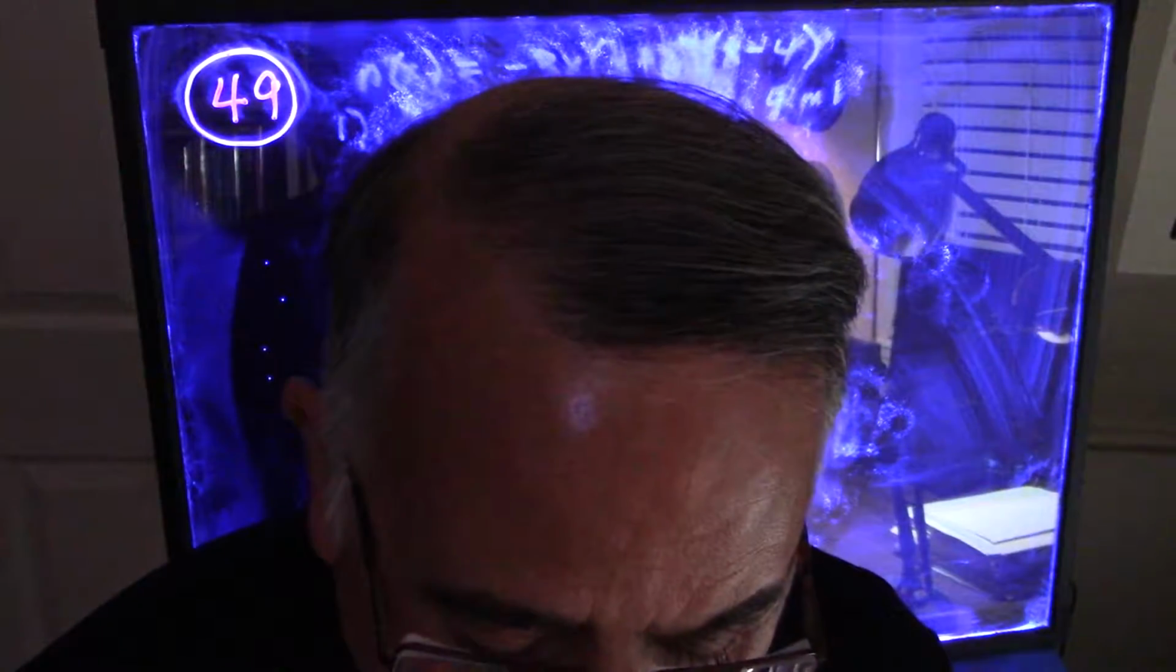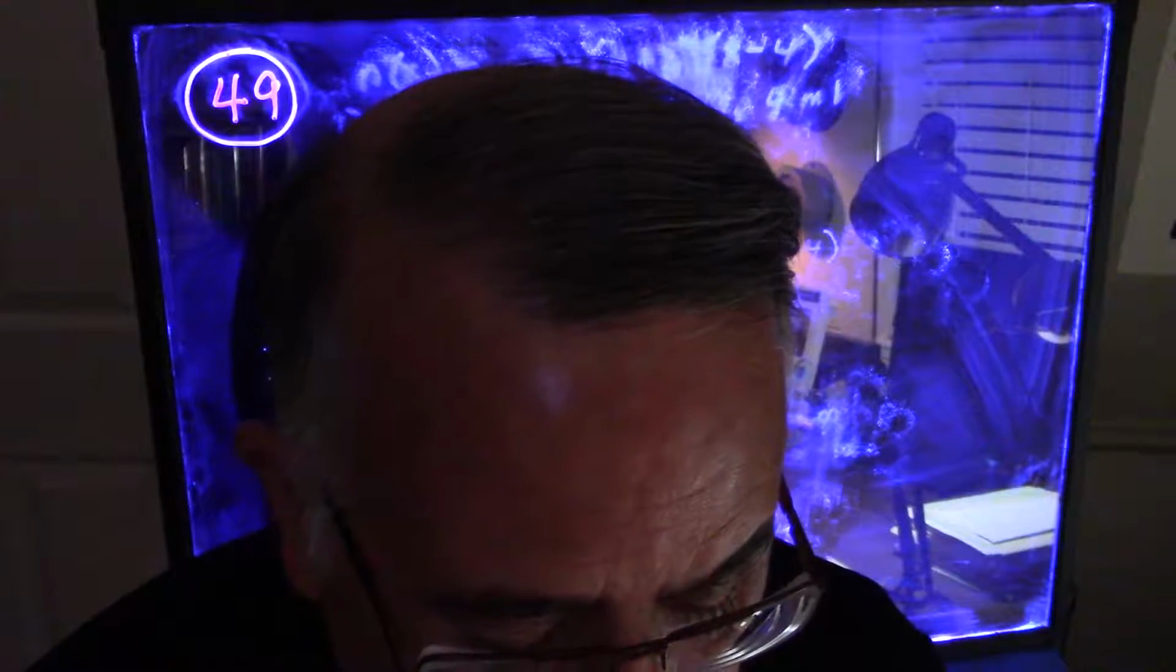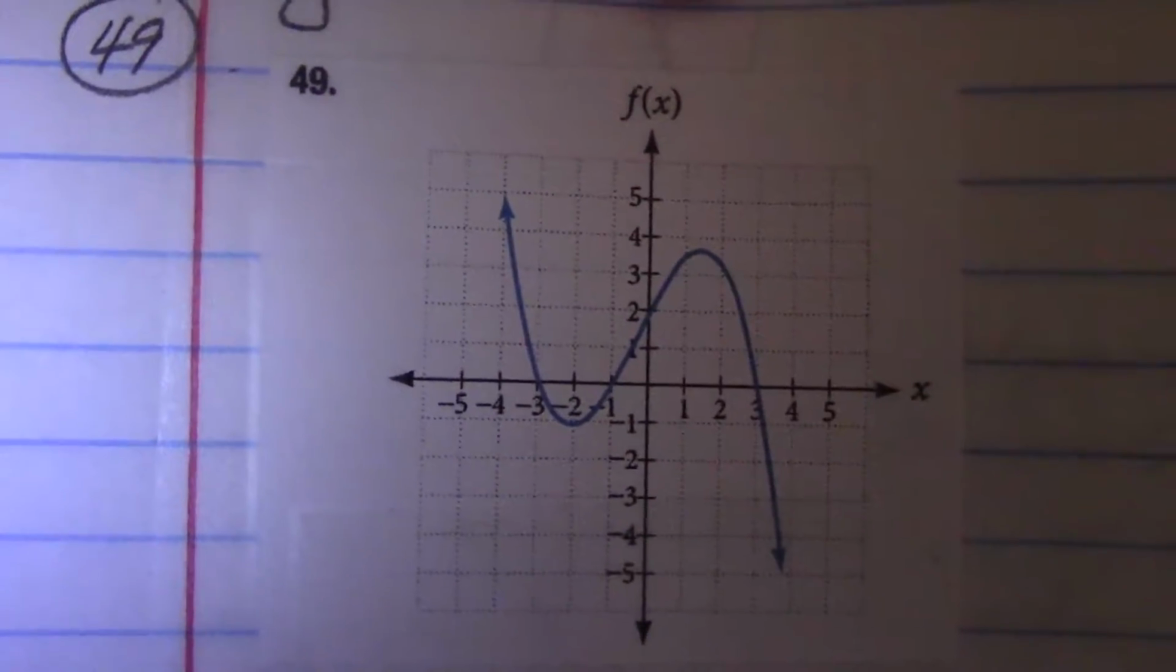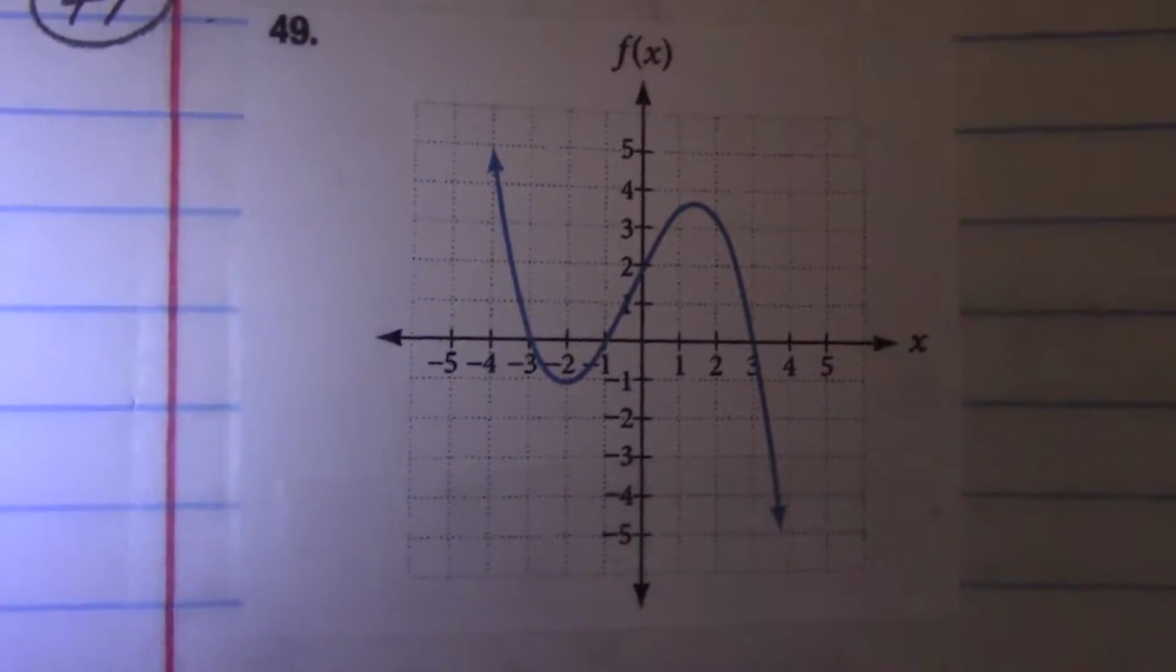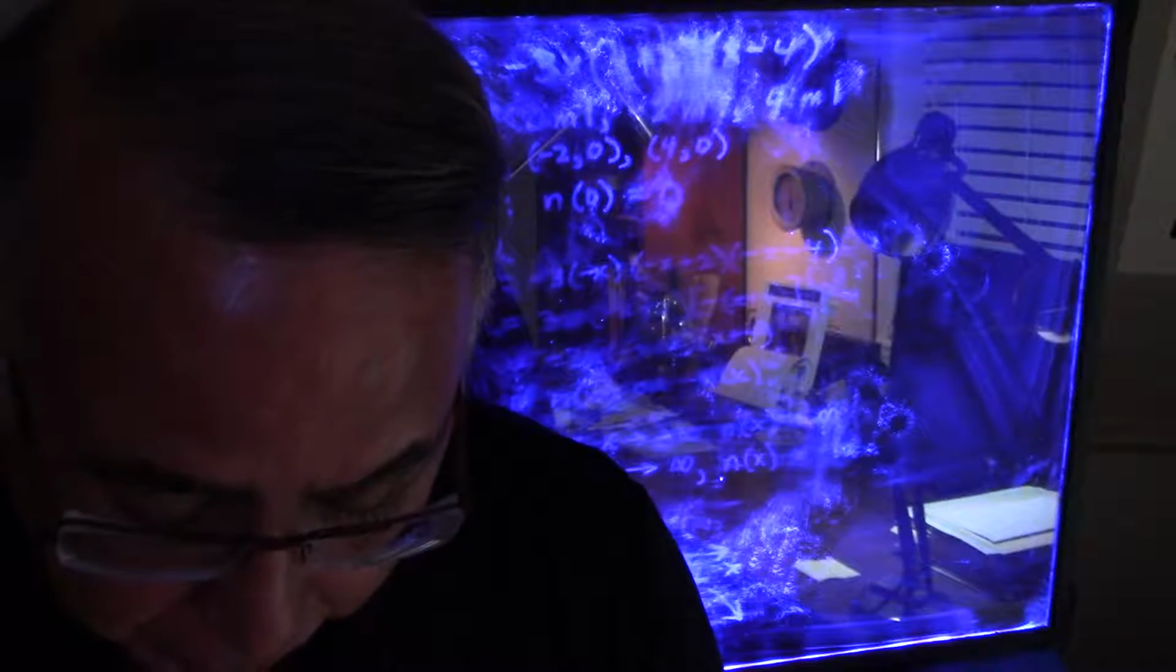Number 49. For the following exercises, use the graphs to write the formula for a polynomial function of least degree. So here's the graph they gave us. So this has to be a polynomial of at least degree 3 since it has two turning points, and you get that on page 247 in your book.